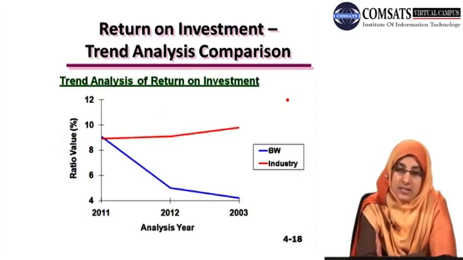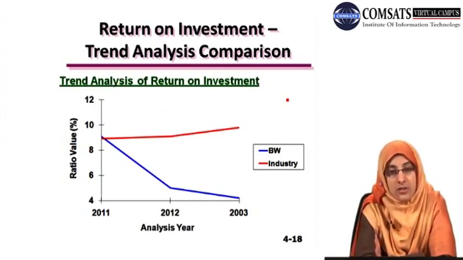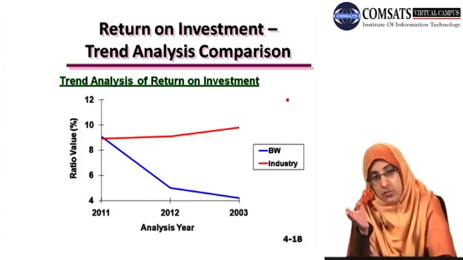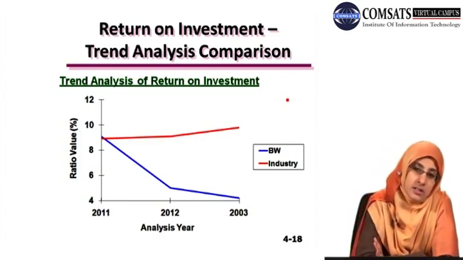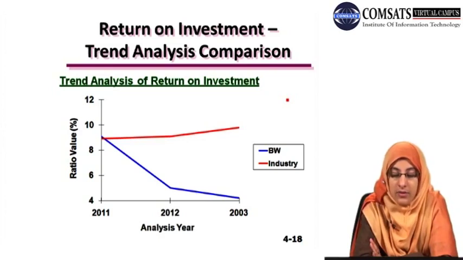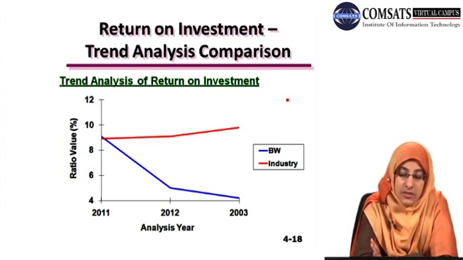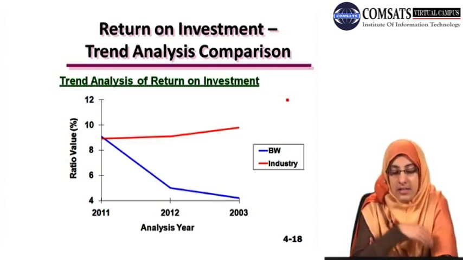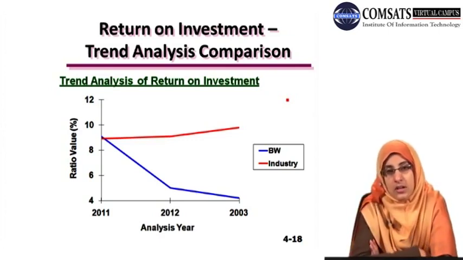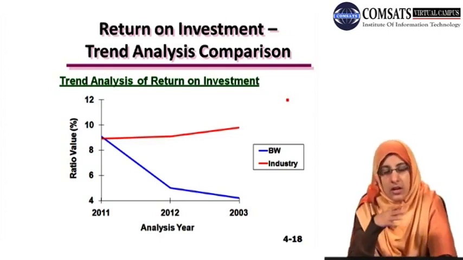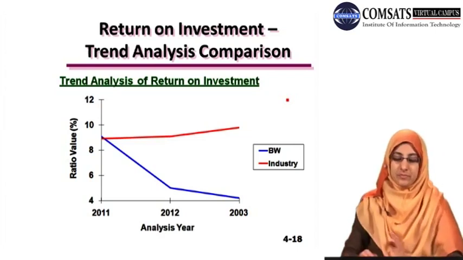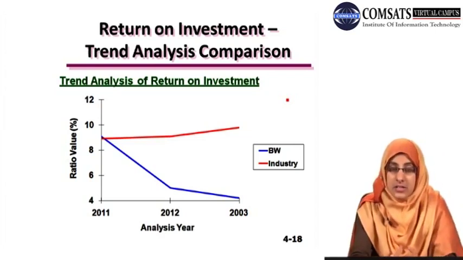If we look at the trend analysis and its comparison for return on investment or return on asset, we can see that the blue line indicates the decreasing trend for your return on asset, going from 9 to 5 and then to 4.2. That is a huge difference over the years. If we look at the red line, that is your industry average, it indicates a slight downward and then upward movement. On average it is equal.